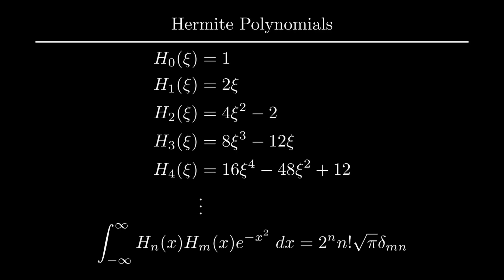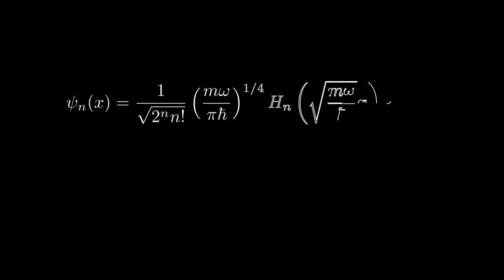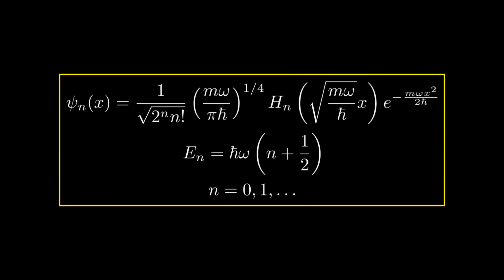The Hermite polynomials are a special set of polynomials which form an orthogonal basis for the interval from minus infinity to plus infinity under the L2 product weighted by e to the minus x squared. Altogether, we therefore have that the nth energy eigenstate of the QHO is given by the following expression.